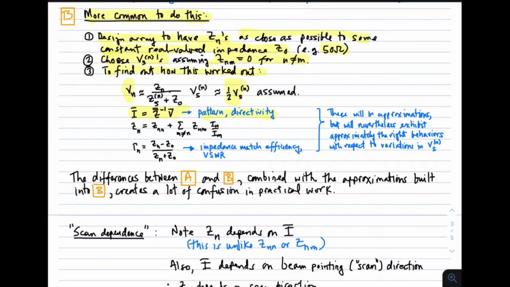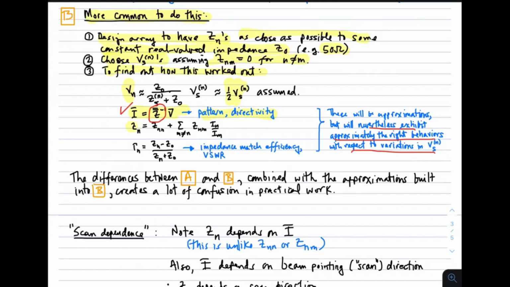Now note that we are acknowledging here that there's going to be an approximation in the calculation of self and mutual impedances here. But nevertheless, they're going to exhibit approximately the right behaviors, at least with respect to the variations in the source voltages. So this is a relatively robust thing to do.